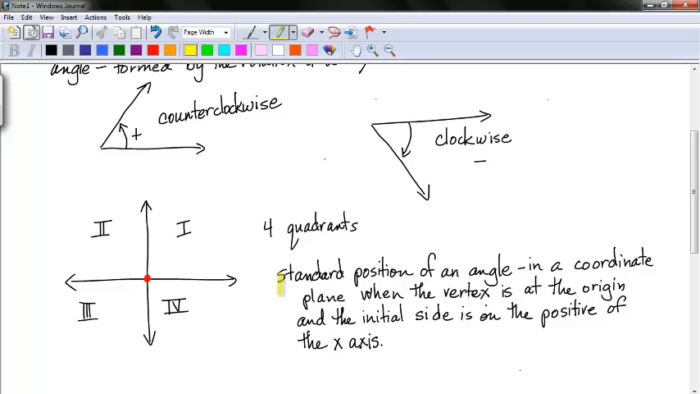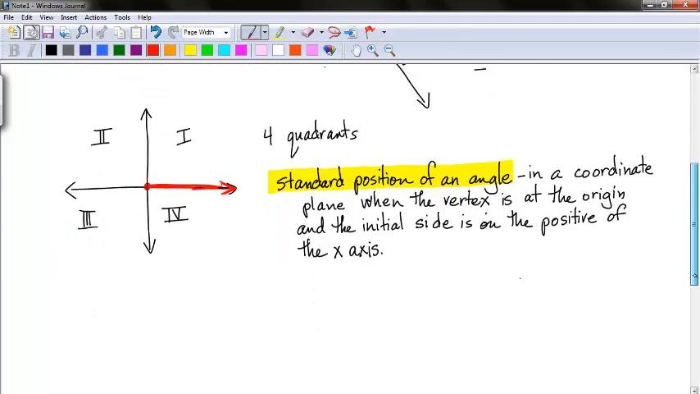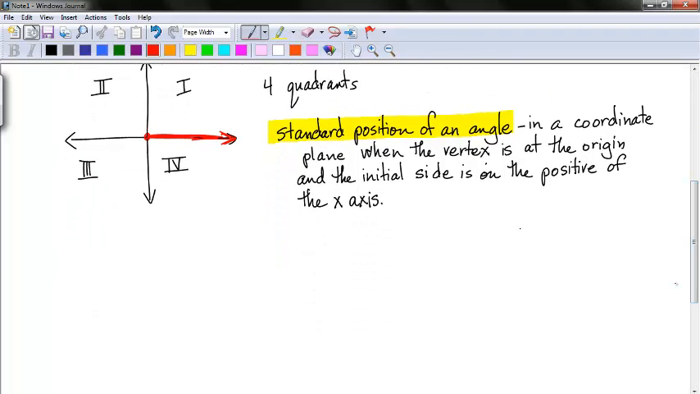So when you see this phrase, standard position of an angle, it's telling you where you're starting. You're starting with the vertex at the origin, and we're starting right here on the positive, your initial side starting right there. That way we all know where we're starting. It's on the positive side of the x-axis. And I'll get to some of that in a minute.